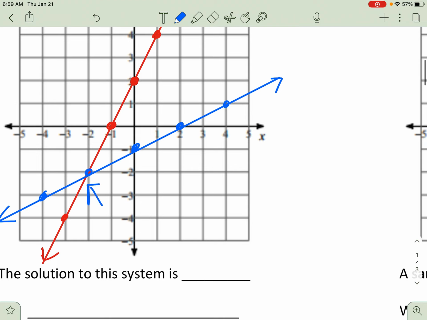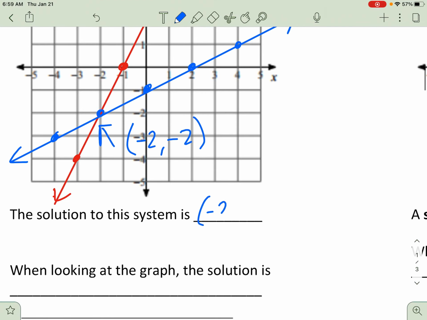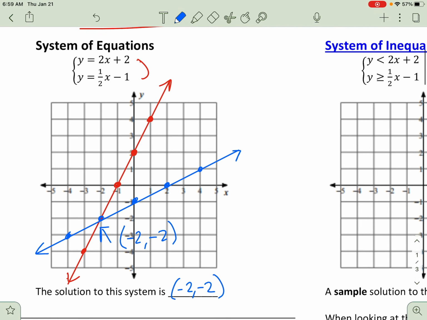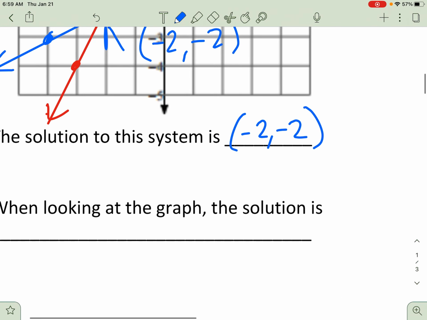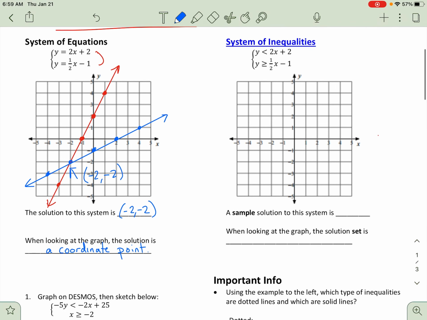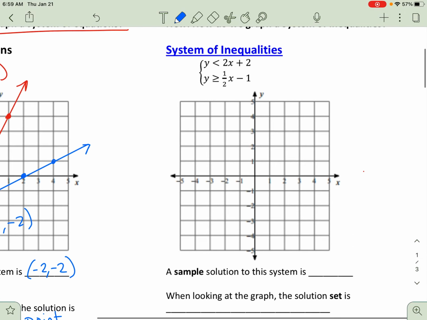So where is our solution? Well, the solution to this system is right here, which is -2, -2. Okay, so when looking at a graph of a system of equations, the solution is a coordinate point. Just a singular coordinate point, or it could be infinite solutions, or it could be no solutions. But in this case, the example I gave you, it is just a coordinate point.